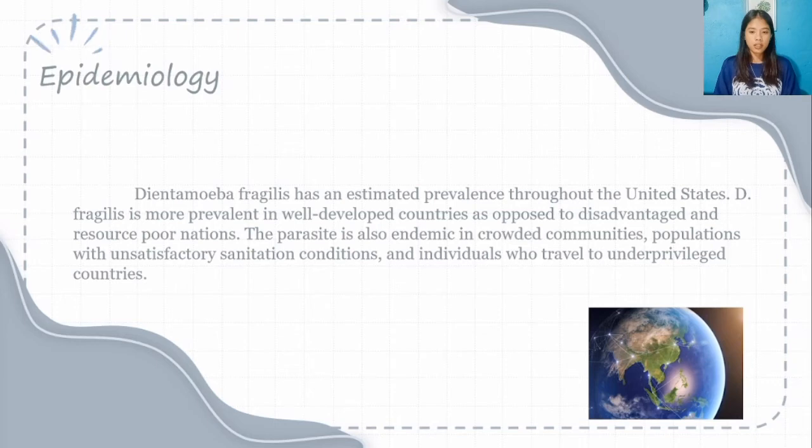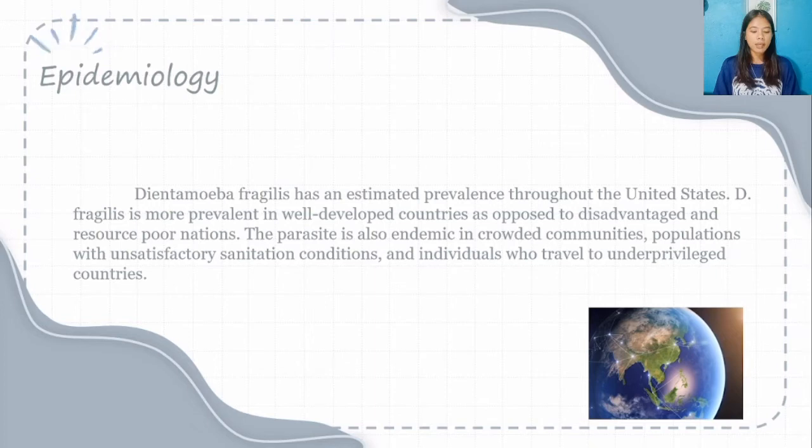Epidemiology: Dientamoeba fragilis has an estimated prevalence throughout the United States. D. fragilis is more prevalent in well-developed countries as opposed to disadvantaged and resource-poor nations. The parasite is also endemic in crowded communities, populations with unsatisfactory sanitation conditions, and individuals who travel to underprivileged countries.